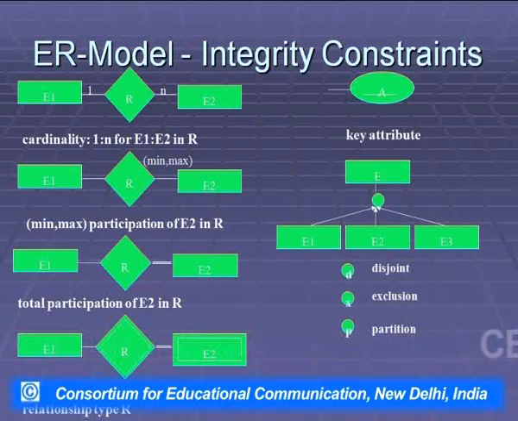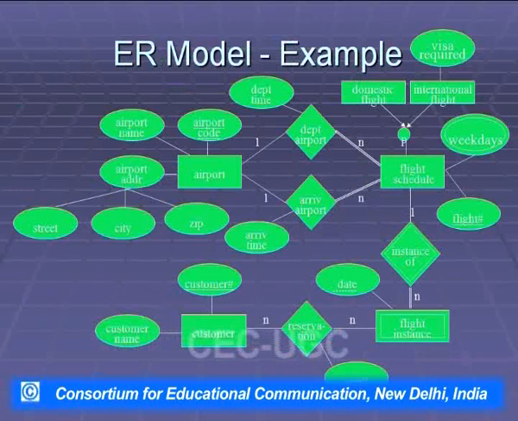Here the participation of E2 in R, the total participation of E2 in R, and weak entity type E2 identifying relationship type, key attribute, you see disjoint, extensions and partition. You can take this as an example of an ER model example.